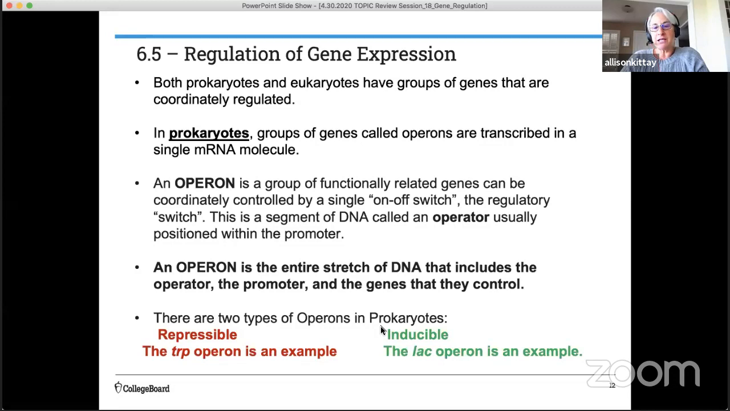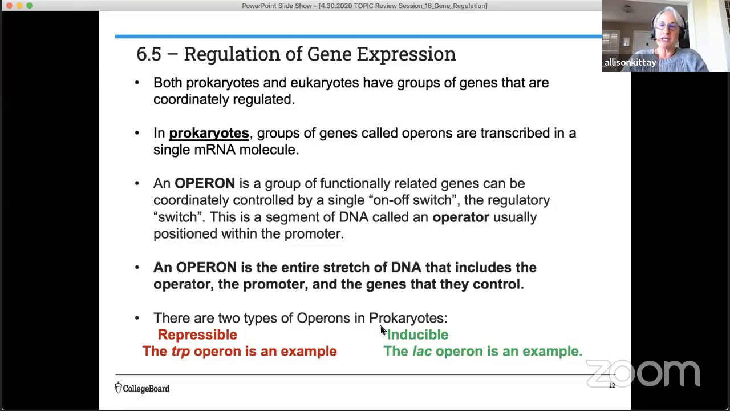This is a segment of DNA called the operator, which is usually positioned within the promoter. And I'm going to give you a graphic to illustrate this. So an operon is the entire stretch of DNA that includes the operator, the promoter, and the genes that they control. There are two types of operons that I'm going to talk about today in prokaryotes.